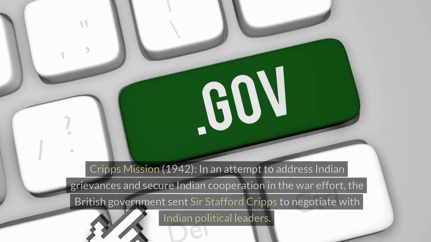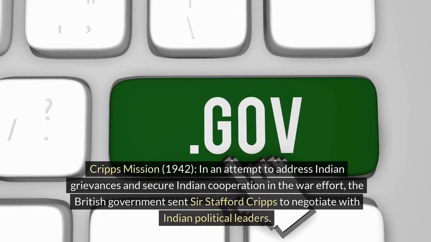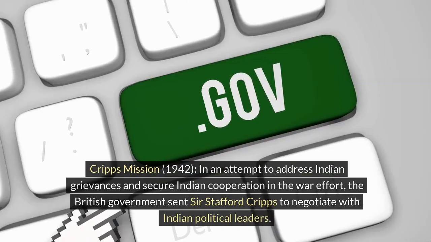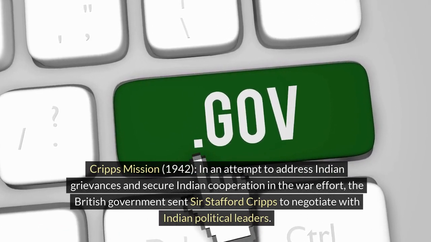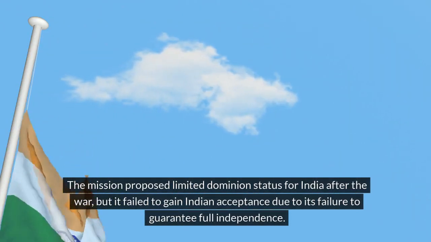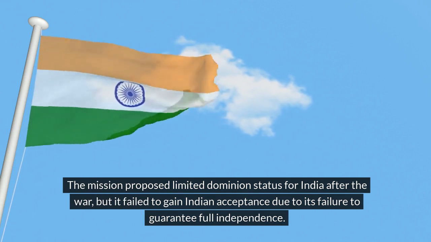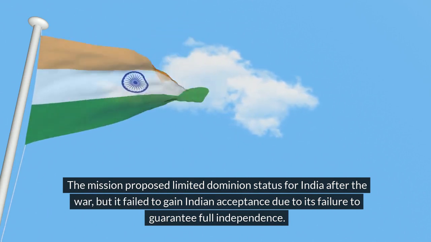3. Cripps Mission, 1942. In an attempt to address Indian grievances and secure Indian cooperation in the war effort, the British government sent Sir Stafford Cripps to negotiate with Indian political leaders. The mission proposed limited dominion status for India after the war, but it failed to gain Indian acceptance due to its failure to guarantee full independence.